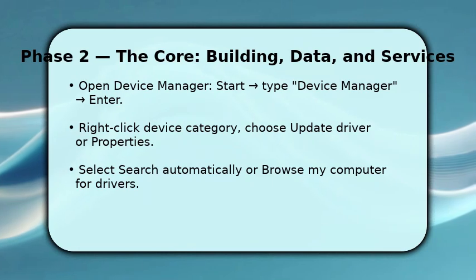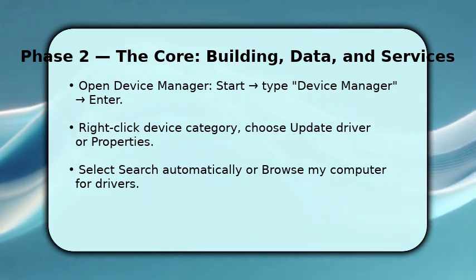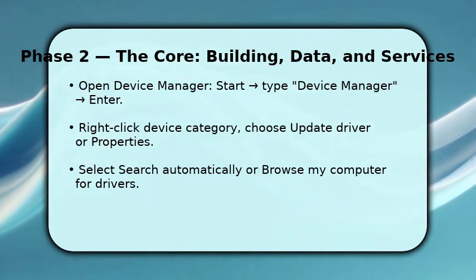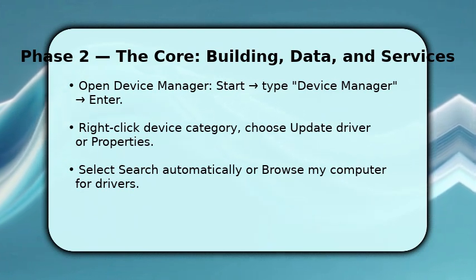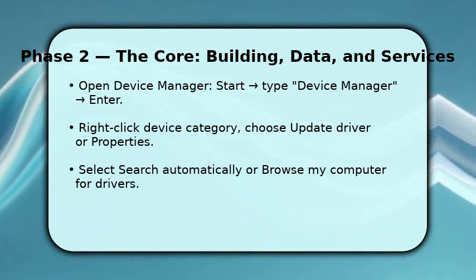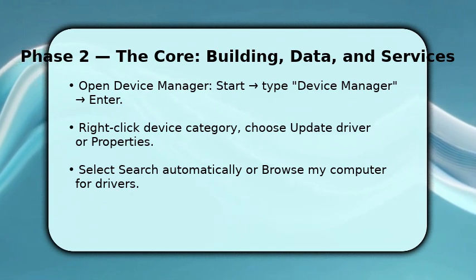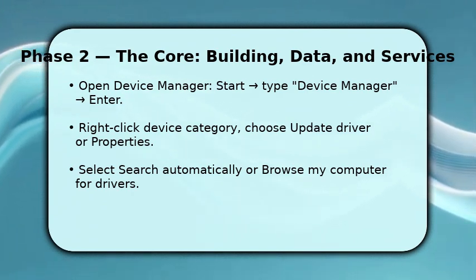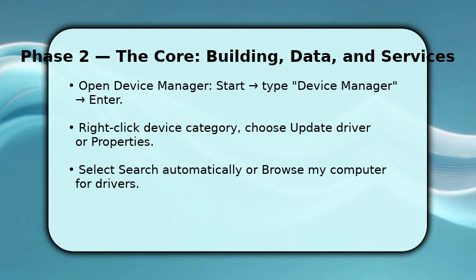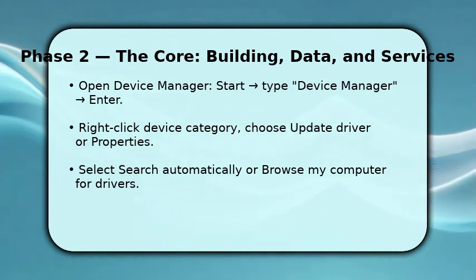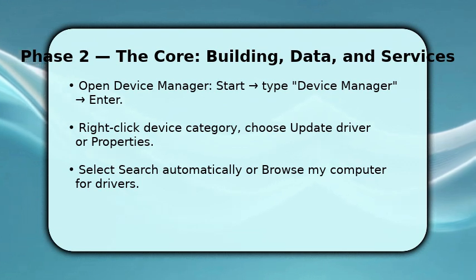Now, open Device Manager by typing its name in Start, because this gives direct control over each driver. You'll find the device category, right-click it, and choose Update Driver. This presents two options. If you pick Search automatically, Windows queries online and installed driver stores. If you choose Browse my computer, point to a downloaded driver, useful for vendor-provided files.